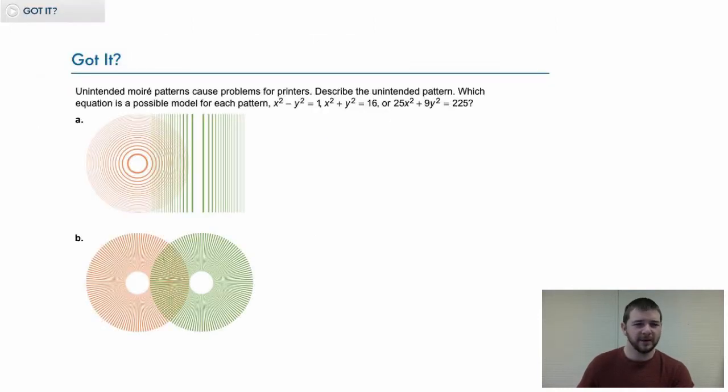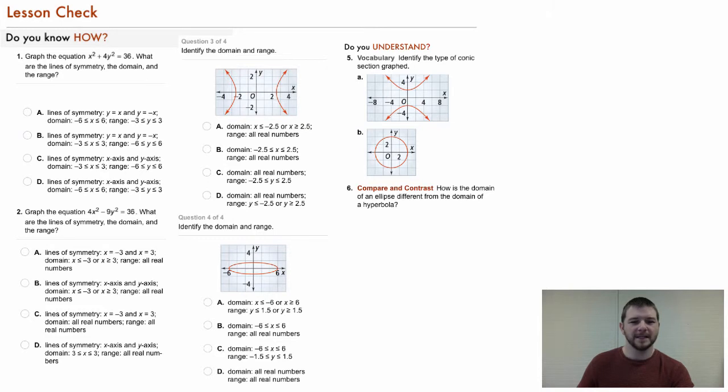And a chance to show that you have got it. Unintended moire patterns cause problems for printers. Describe the unintended pattern. Which equation is a possible model for each pattern? x squared minus y squared equals 1, x squared plus y squared equals 16, or 25x squared plus 9y squared equals 225. And your lesson check problems for section 10.1.